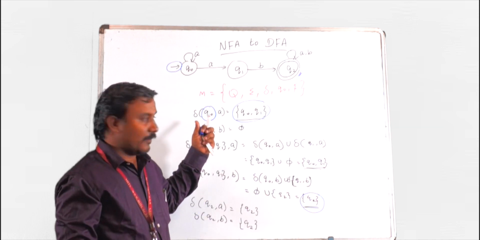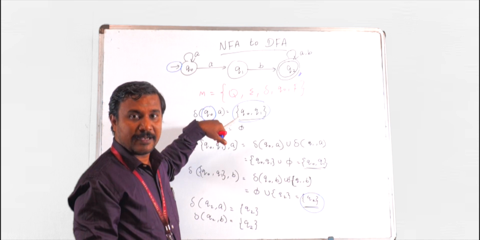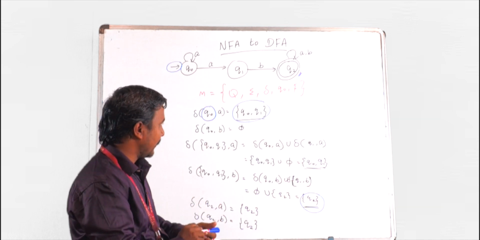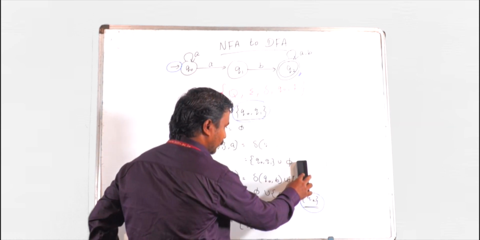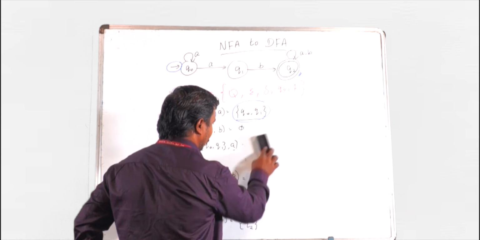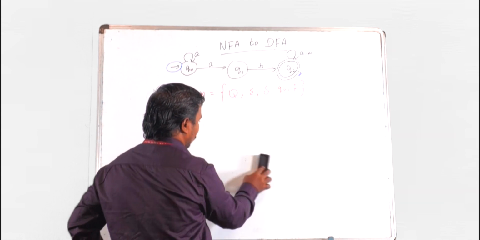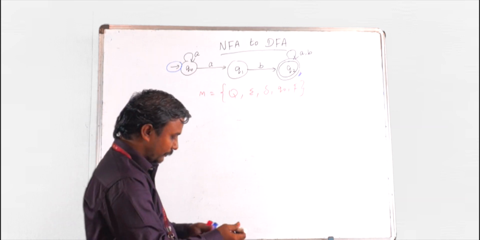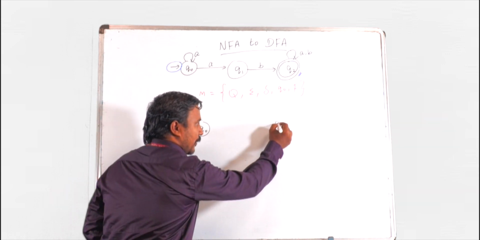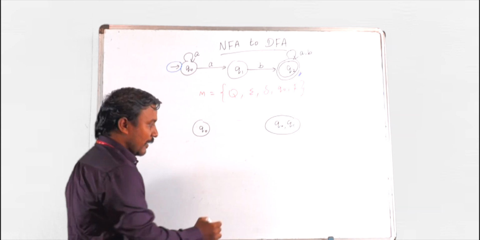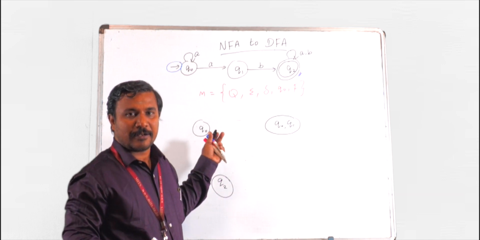Okay, so among these, the starting state is always the starting state of the NFA diagram, and it is the same for the DFA diagram also. So let me start my DFA diagram over here. The states identified here are Q0, then Q0 comma Q1 as another state, and then the next one is Q2.